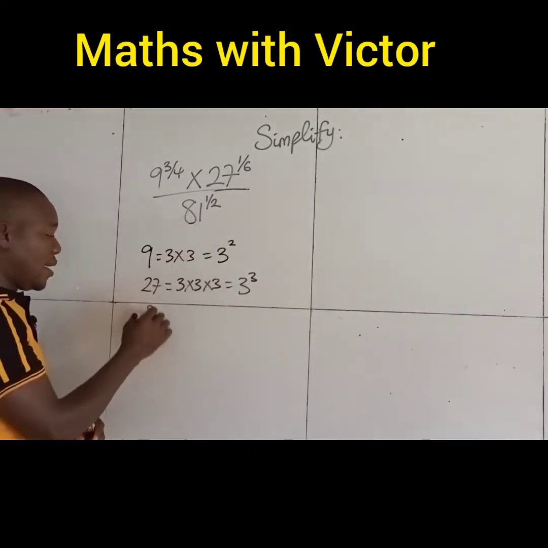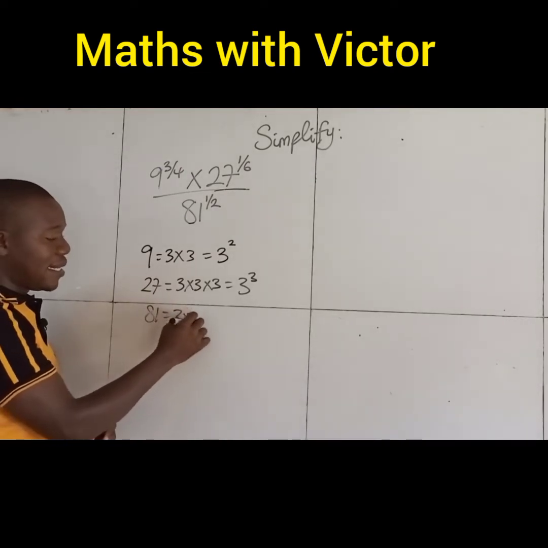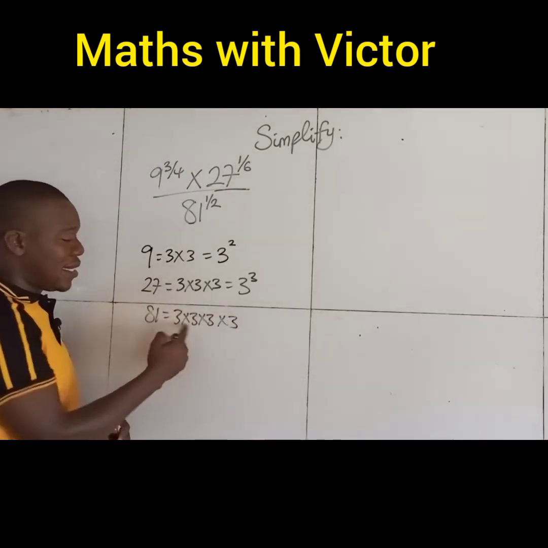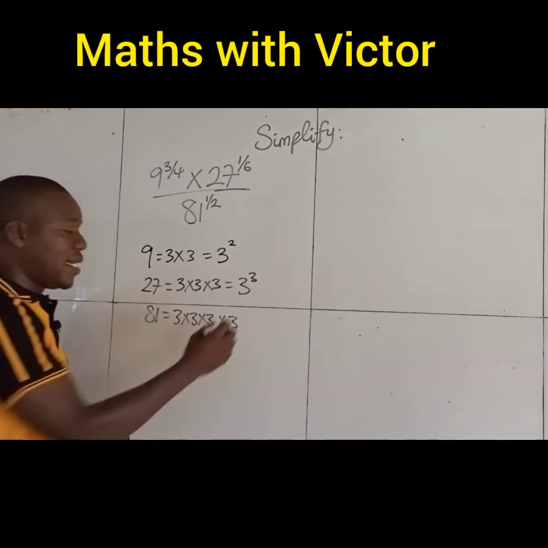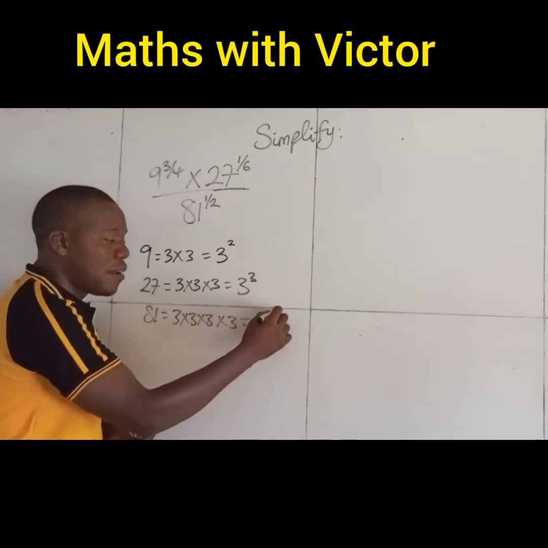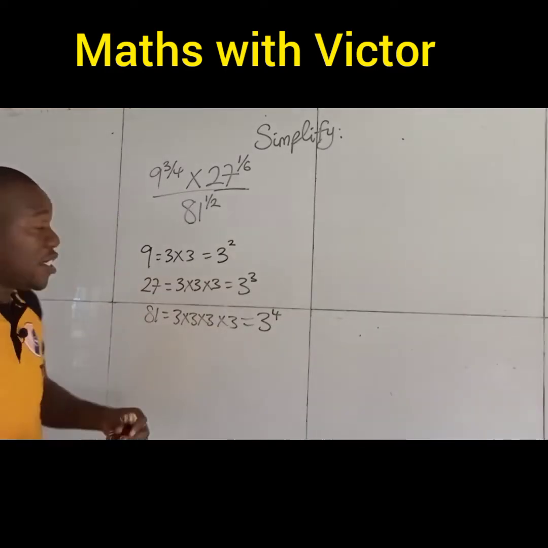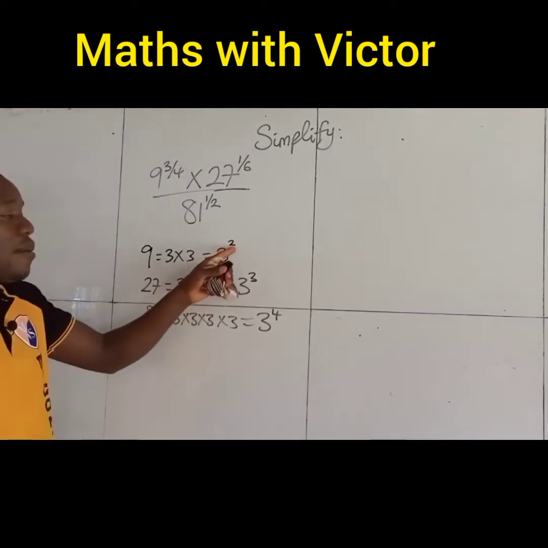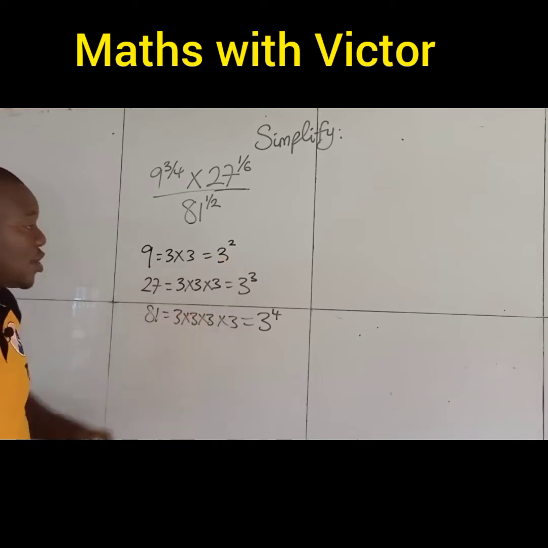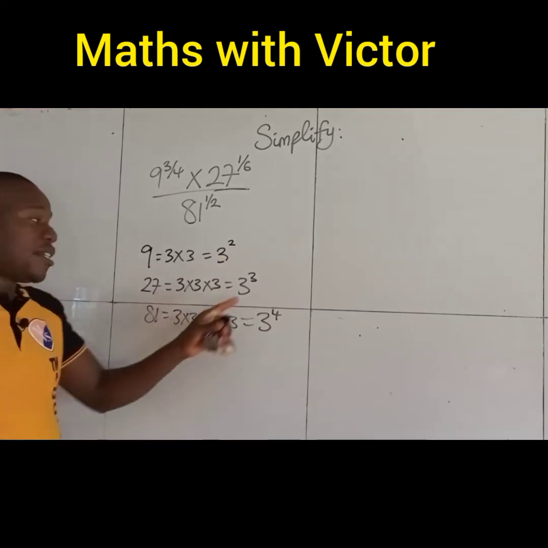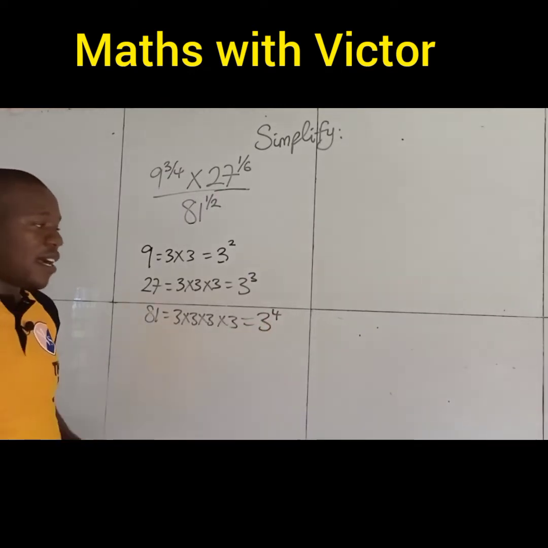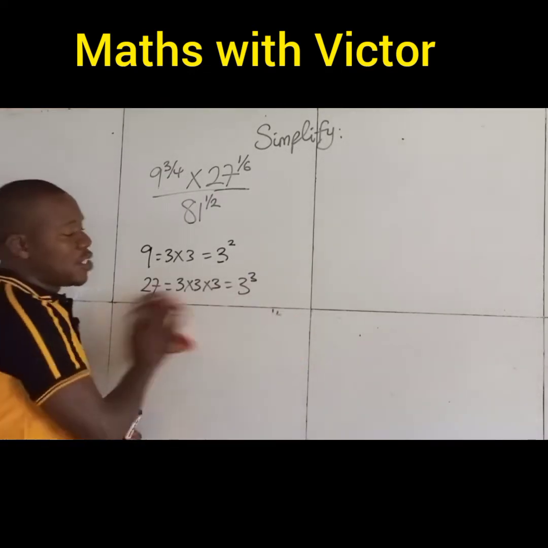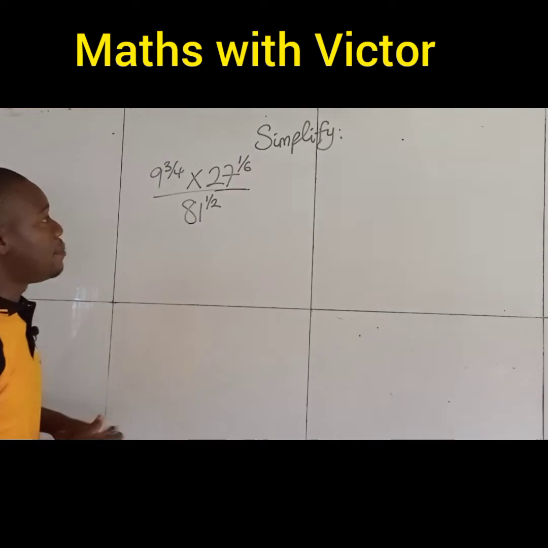And finally, 81 is the same as 3 times 3 times 3 times 3. 3 times 3, 9, 9 times 3, 27, 27 times 3, 81, which is the same as 3 to the power of 4 in index form. What this means is that 9 can be expressed as a power of 3, 27 can also be expressed as a power of 3, and 81 can be expressed as a power of 3. So when that is known, we can simplify the bases.